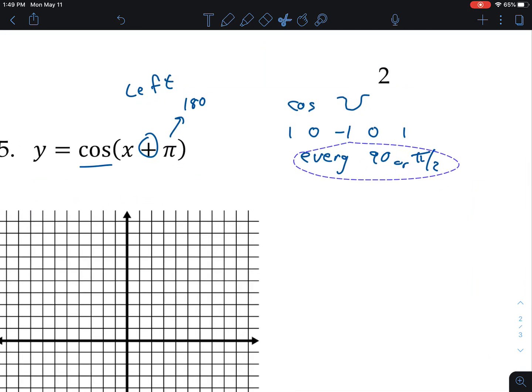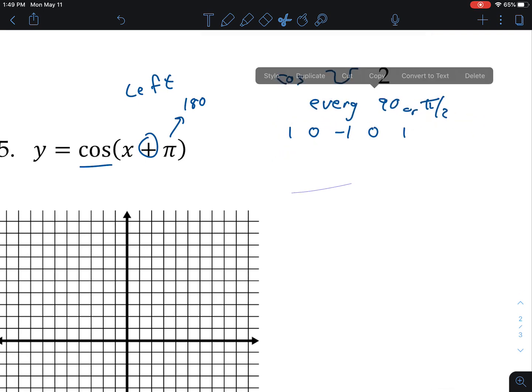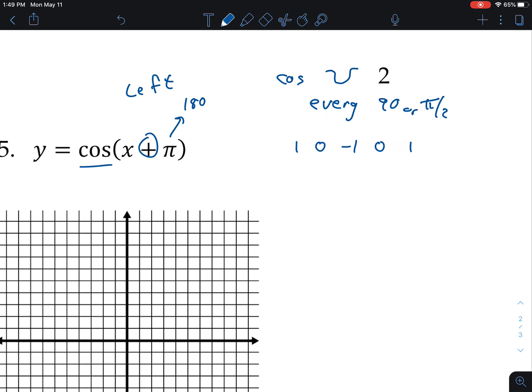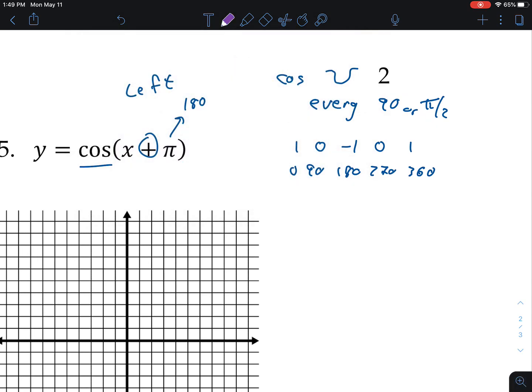So here's my numbers, and this is every 90, so very nice. Every 90, I'm actually going to write this over here. Okay, so now this is 0, 90, 180, 270, 360. That's normal. But since I'm shifting it to the left, so I'm taking this and shifting my values to the left, I'm not going to start here where I normally would. I'm going to start here.